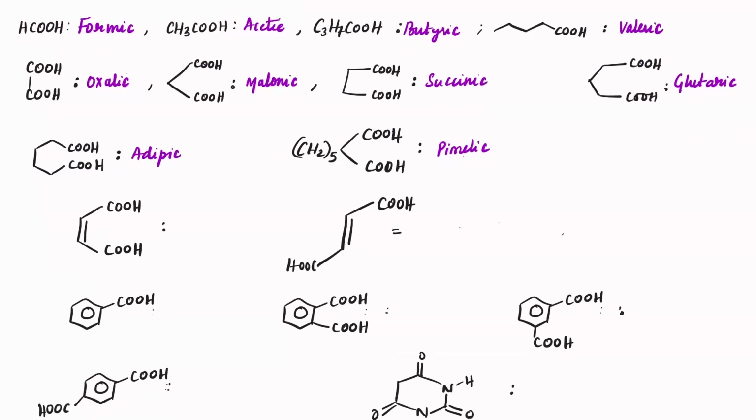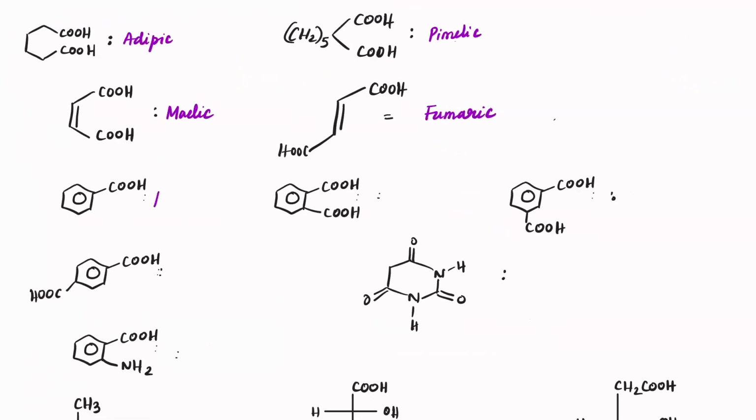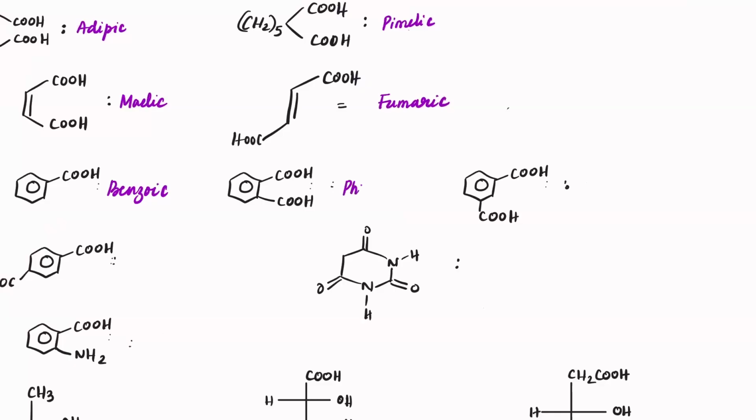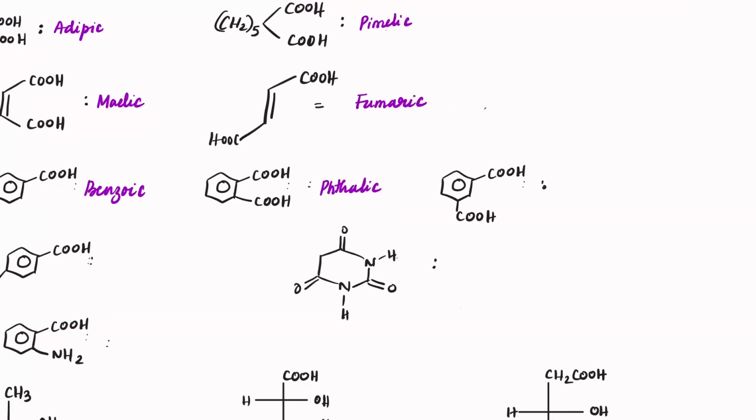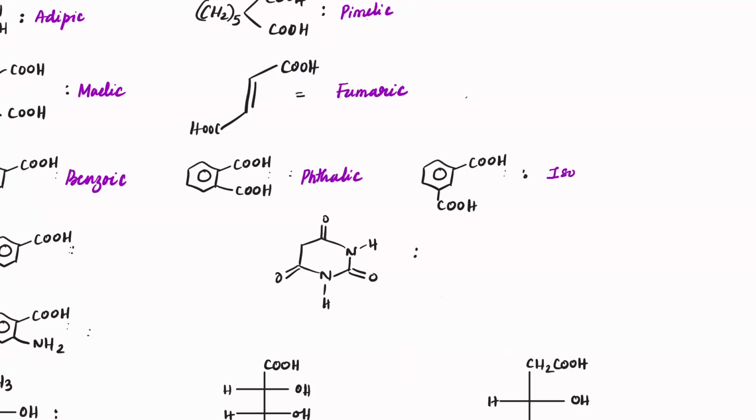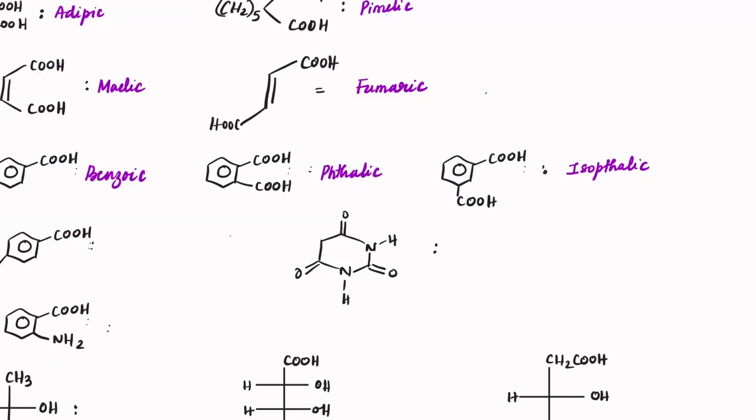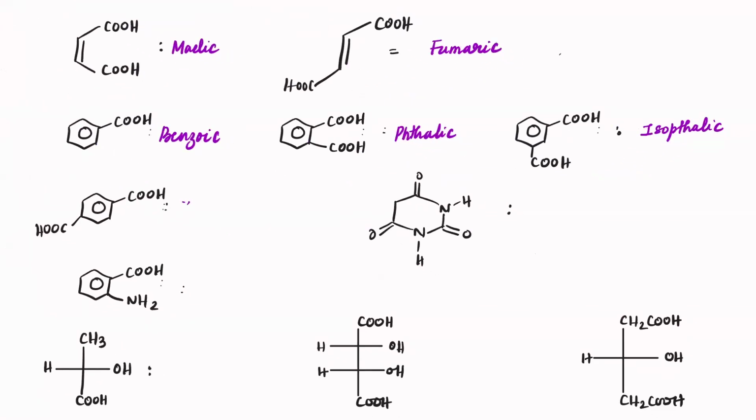Next, in case you have a succinic acid with a double bond here, the cis form of it is called maleic acid. The trans form is called fumaric acid. This one is benzoic acid. If you have two COOH groups, it is called phthalic acid. If it is at the meta position, it is isophthalic acid. If it is at the para position, it is terephthalic acid.